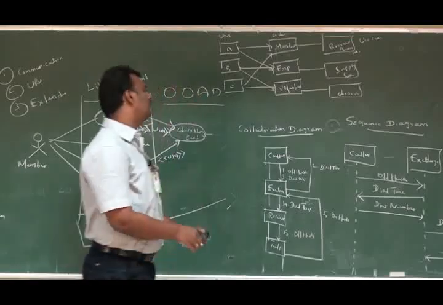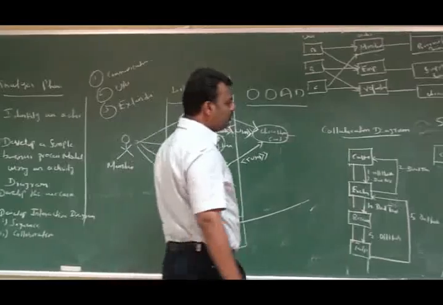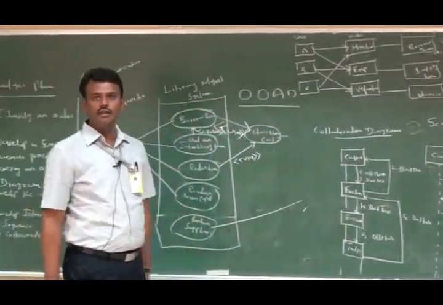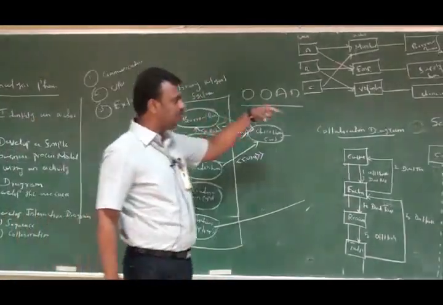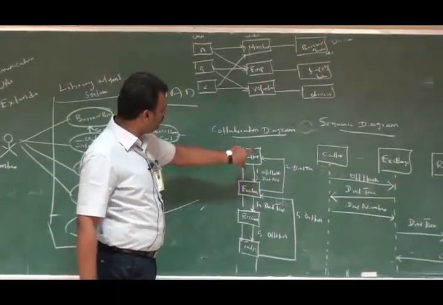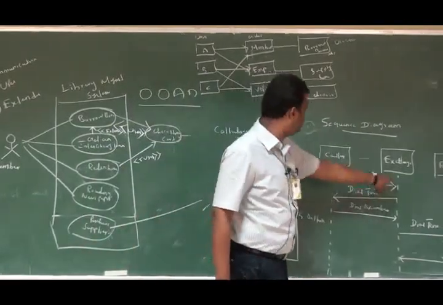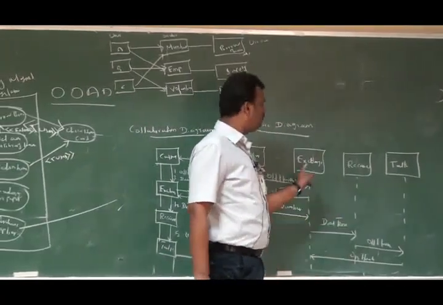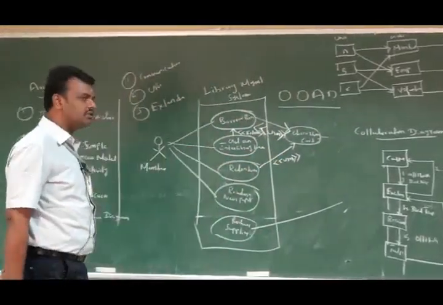What is the difference between the sequence and collaboration diagram? In the sequence diagram, the sequences are indicated by arrows, but in the collaboration diagram, the sequences are indicated by numbering the messages. The sequence diagram shows the sequence of activities that an object goes through during its life, but the collaboration diagram shows the activities going on between particular objects. For example, from caller to exchange and exchange to caller, or from exchange to receiver and receiver to exchange. The activities going on between two particular objects, that is called the collaboration diagram.